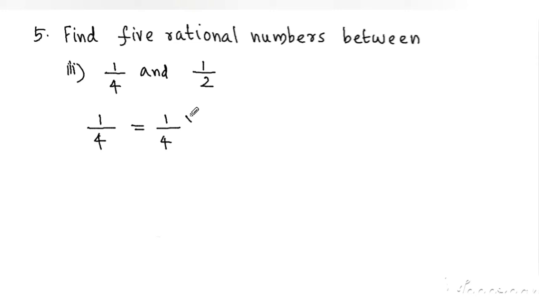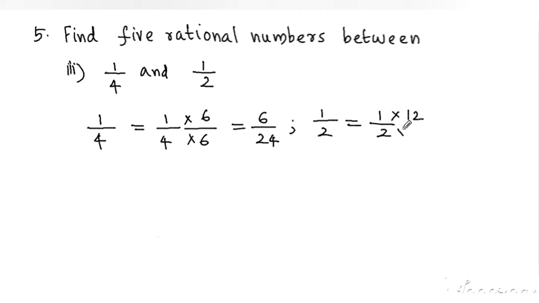Multiply the numerator and denominator by, say, we can first try 6. You will obtain 6 by 24. Then in order to obtain the denominator as 24, multiply 1 by 2 by 12. Multiply the numerator and denominator by 12, you will obtain 1 times 12 by 2 times 12, which is 12 by 24. So we can see you will obtain 5 rational numbers.